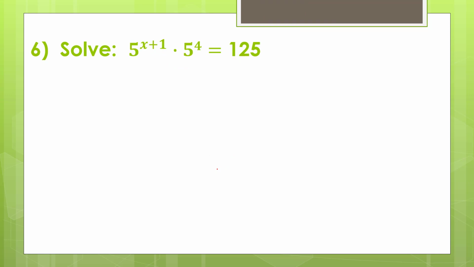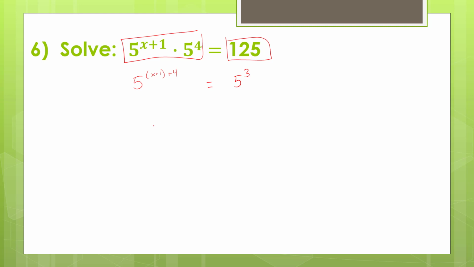5 to the x plus 1 times 5 to the 4th is equal to 125. Well, the first thing I realize is 125 is 5 to the 3rd power. The other thing I'd like for us to be in the practice of doing is simplifying any exponents that have common bases. Since this side has common bases, the base is the same. We can add the powers. 5 to the x plus 1 plus 4.